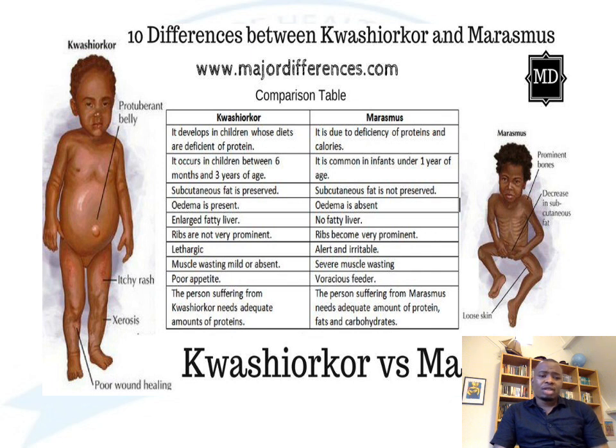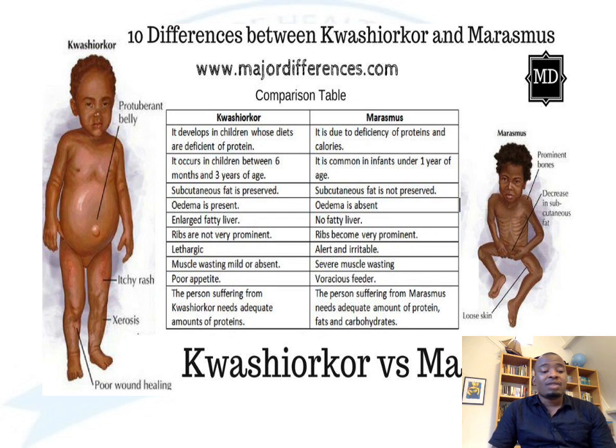So when you look into the differences between kwashiorkor and marasmus, you'll identify that kwashiorkor develops in children whose diets are deficient in protein, and marasmus is due to deficiency of protein and calories. For age, kwashiorkor occurs in children between 6 months up to 3 years, but marasmus is common for infants under 1 year of age. In kwashiorkor, subcutaneous fat is preserved, but in marasmus, the subcutaneous fat is not preserved. Edema is present in kwashiorkor, and edema is absent in marasmus.